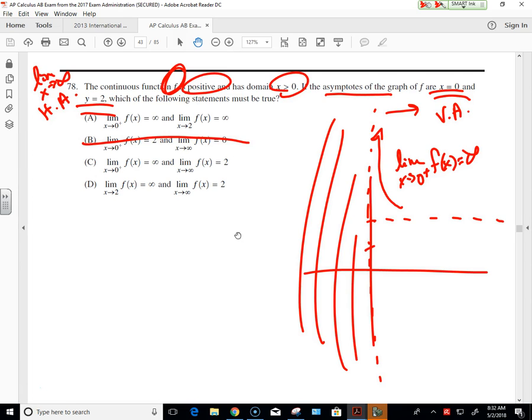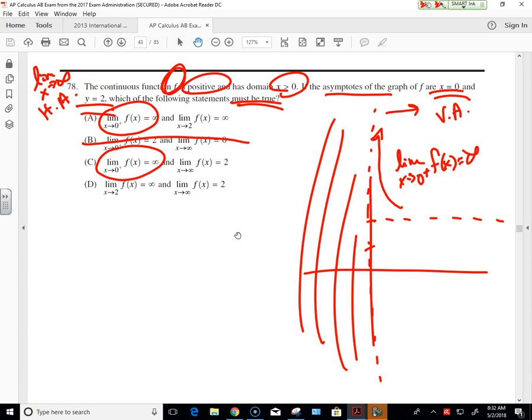D is the answer? Yeah, I know. Hold on. That's what I thought, because it says "must be true." Okay, hold on. Let's keep thinking. Because if you guys notice, so far I agree with this one, and I agree with this one. So far I agree with those.